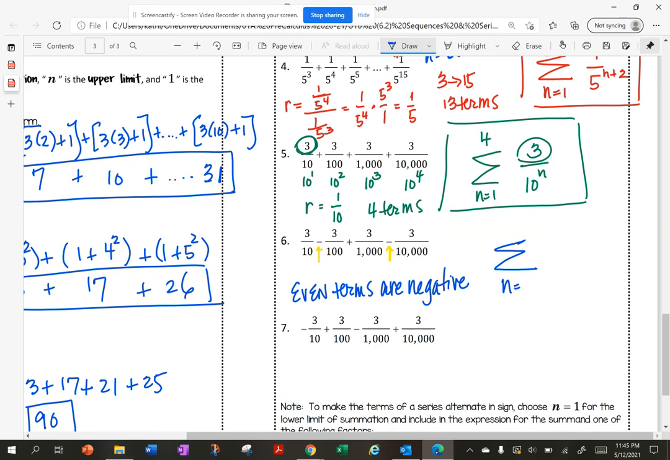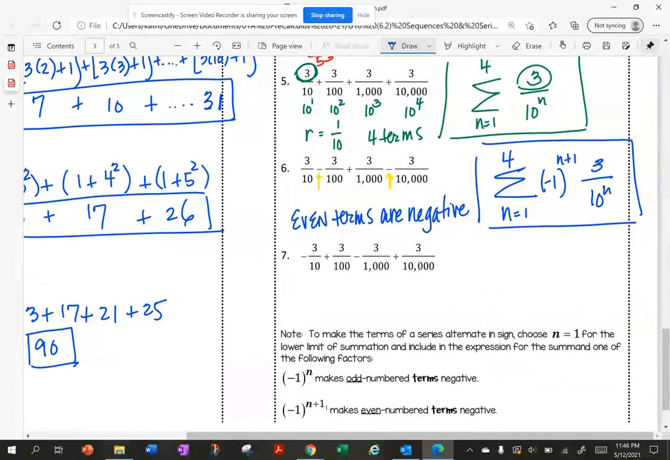So to alternate where my even terms are negative, I'm going from 1 to 4 because I have 4 terms. This is the previous example, so I'm still going to do 10. What I still have is 3 divided by 10 to the nth, but to alternate every other, I'm going to take negative 1 to the n plus 1 power. So I can alternate even and odd and even and odd.